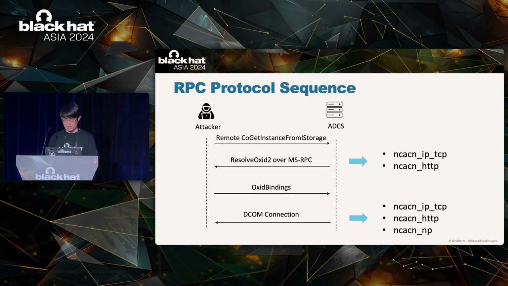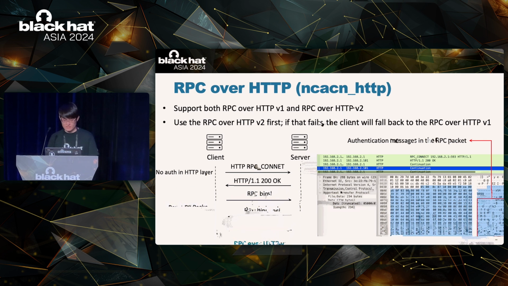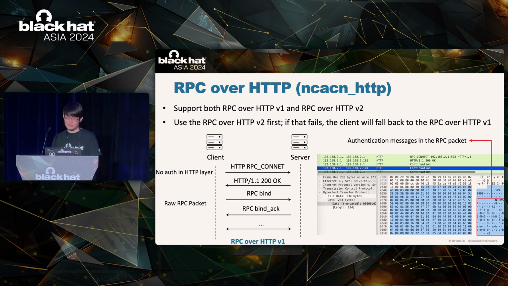After I checked all these RPC protocol sequences, I found the ResolveOXID2 RPC supports ncacn_ip_tcp and ncacn_http. The DCOM connection supports one more type, ncacn_np. ncacn_ip_tcp is what we talked about before. How about the others? ncacn_http is also called RPC over HTTP.